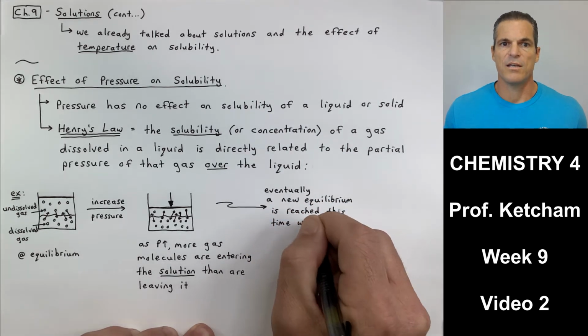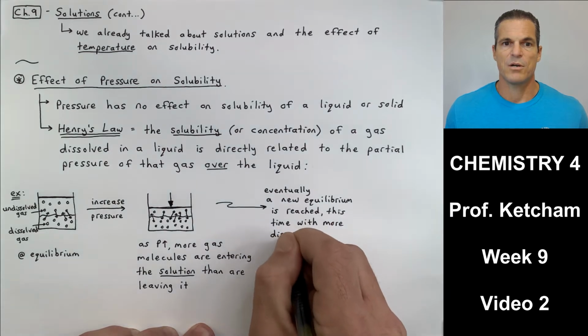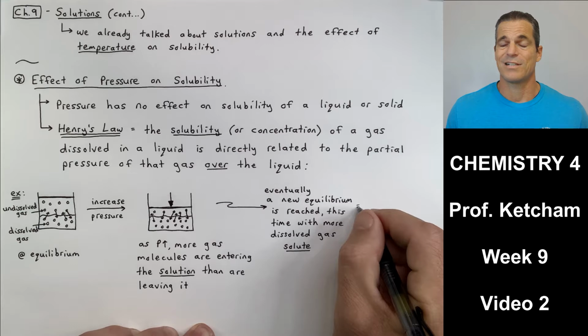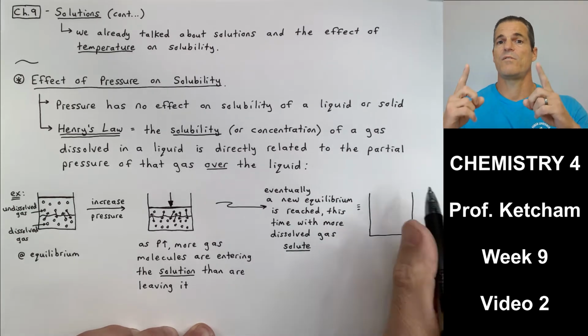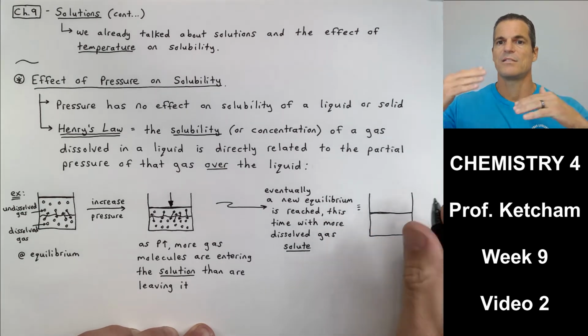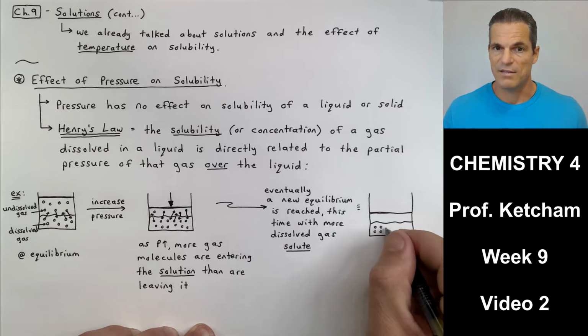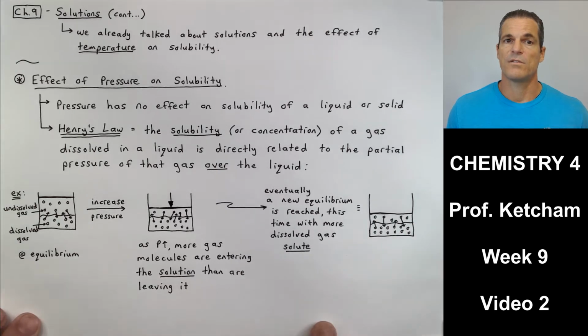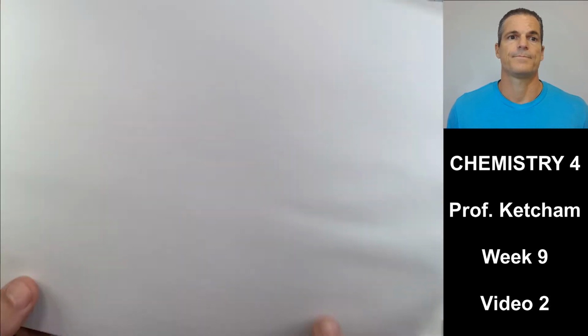Now, eventually, after we've increased that pressure, over time, the amount of dissolved gas particles is going to catch up, and they're going to start to evaporate, and we're going to get the condensation and evaporation rates being the same again. A new equilibrium is reached, this time with more dissolved gas solute particles.